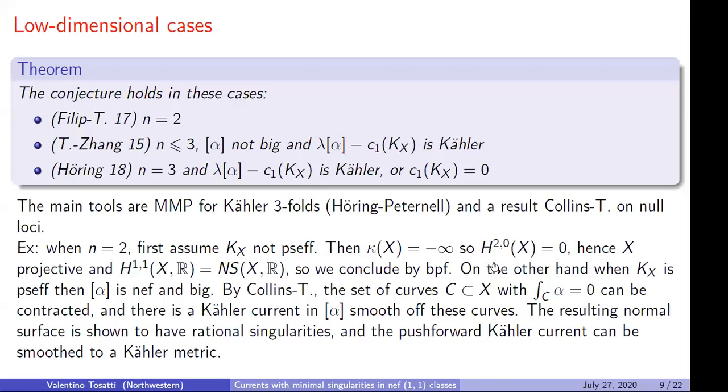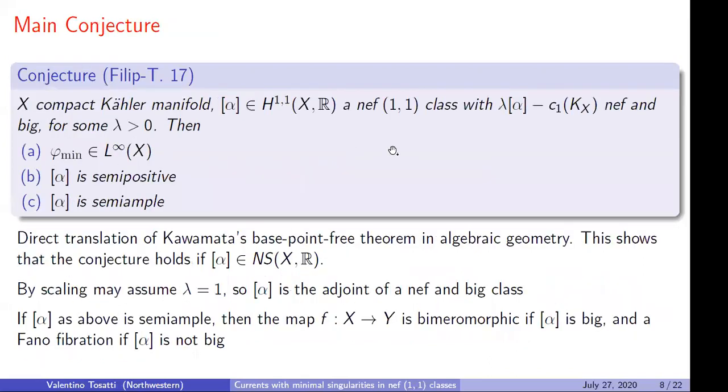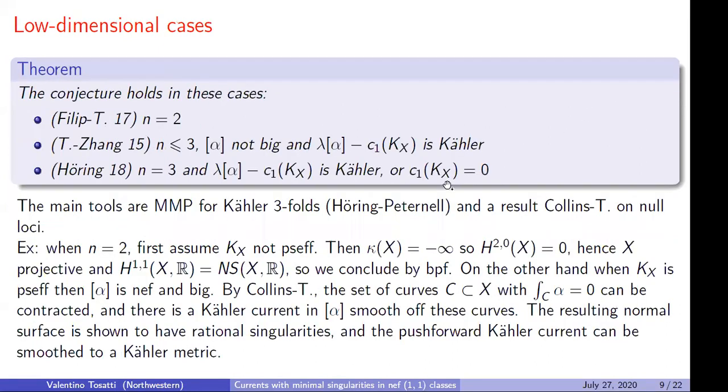On the other hand, when Kx is pseudo-effective, then, you see, go back, lambda alpha minus Kx is an FM big. If you move Kx on the other side, you see that lambda alpha is the sum of an FM big plus pseudo-effective, so in particular it's big. So it's also nef because we assume that it's nef. So alpha becomes nef and big. And then you can look at the set of irreducible curves in X which intersect trivially with alpha.